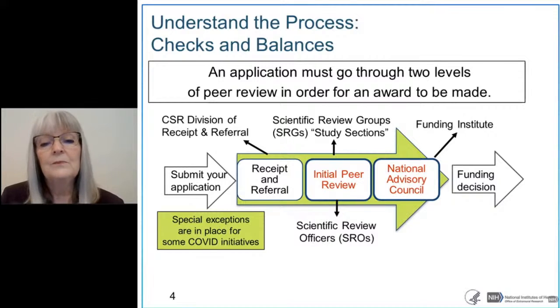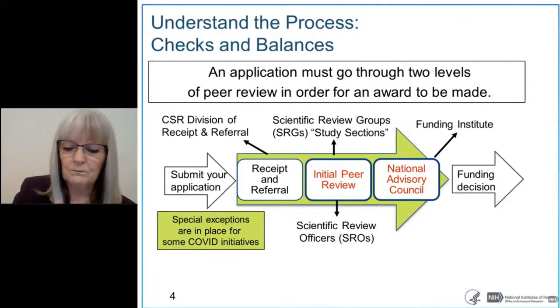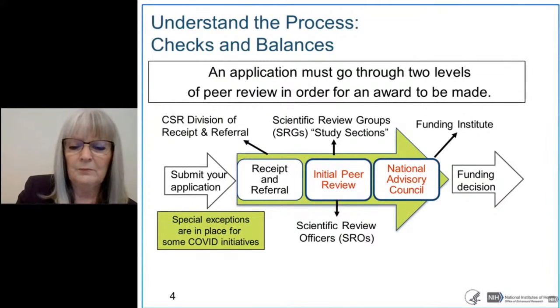Once initial peer review has been completed, your application then progresses to the second level of peer review, which is the National Advisory Council. That occurs in the funding institute that is going to consider your application for funding. And that's where the final funding decisions are made. I want to point out that right now, special exceptions are in place for certain initiatives under the COVID pandemic emergency. So some of these steps may be bypassed in an emergency.